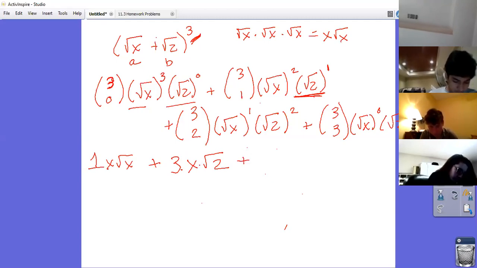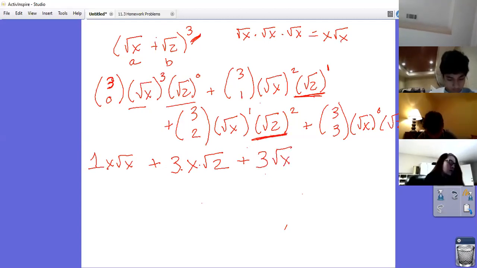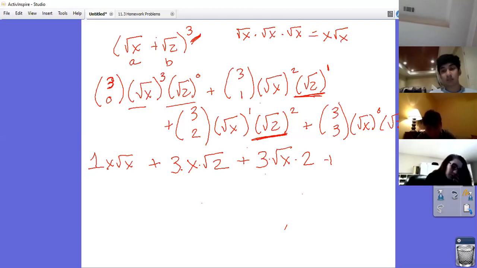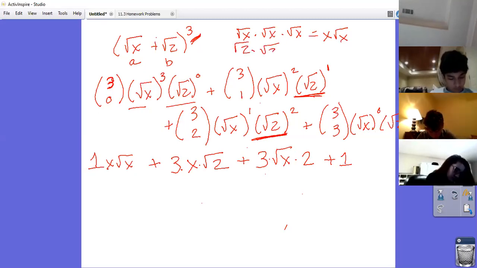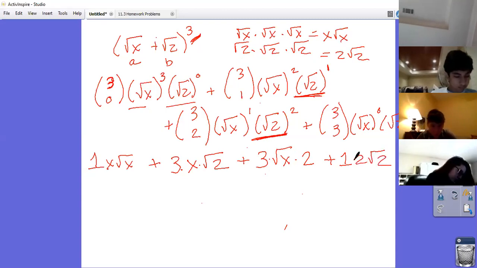All right, and then 3 choose 2 is 3 as well. Square root of x to the first power is just the square root of x. The square root of 2 squared is just 2. And then lastly, 3 choose 3. There's only one way to do that. The square root of x to the 0 is just 1. And then the square root of 2 to the third power, if I think about it that way, is 2 square roots of 2. And this is multiplying by 1.